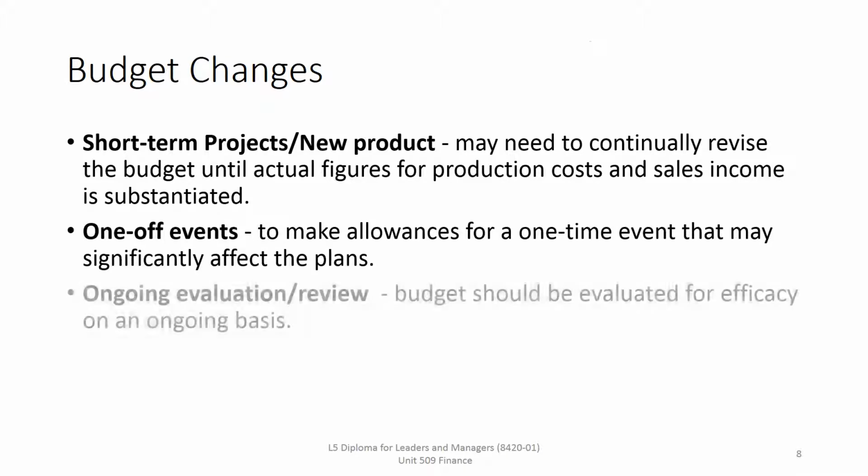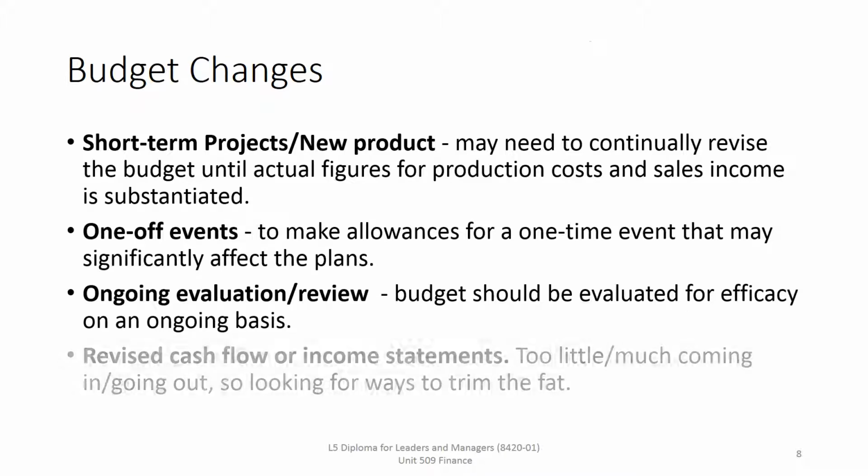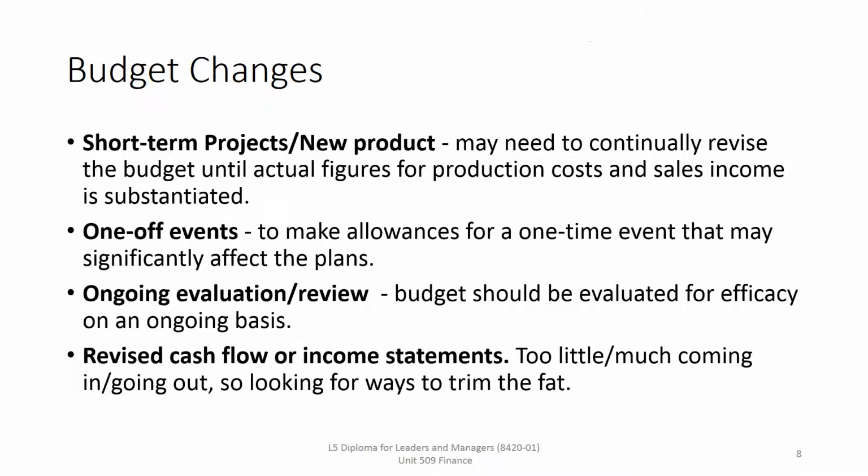And then there's ongoing evaluation and review, so it might just be generally that if we're doing good financial management, that we've evaluated it and then we've realised that it needs to be updated on an ongoing process, or we may have to revise cash flow statements or income statements. Too little is coming in or too much is going out, and we may need to trim the fat and look at changing the budget there. Wherever it is, there'll need to be a process in place where budget revisions can be put forward, and there is a process to get them agreed.